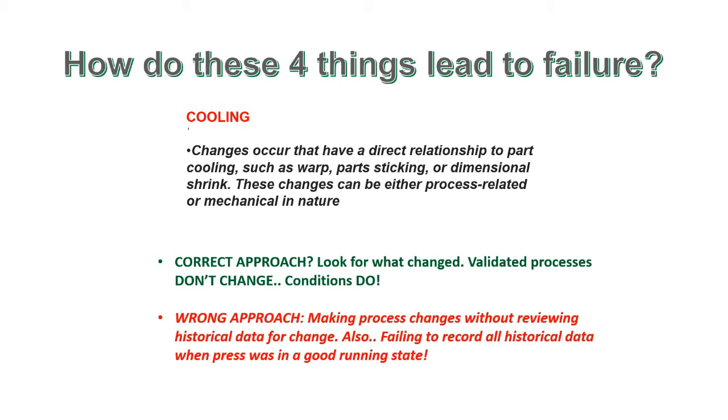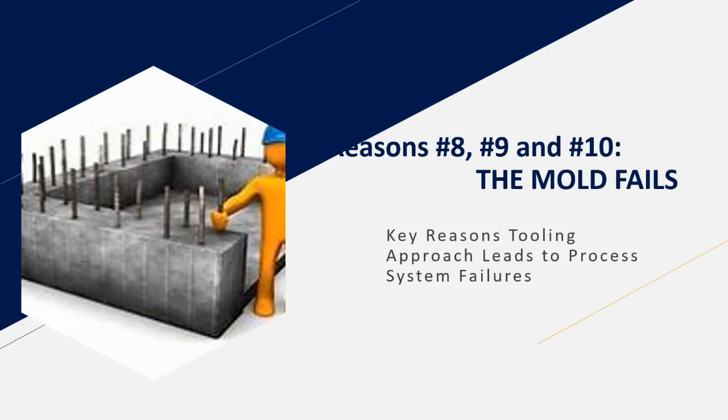Another way of failing is to fail to record all historical data when the press was in a good running condition. Reasons number 8, 9, and 10 deal directly with the mold itself failing. These are key reasons tooling approach leads to process system failures.